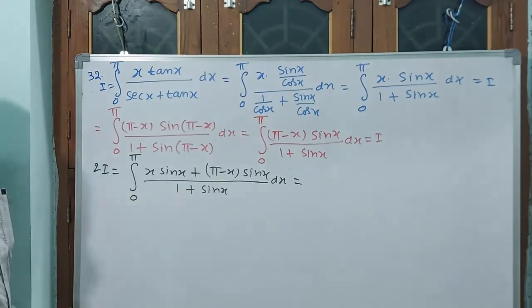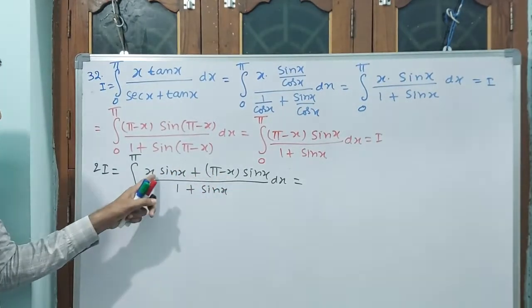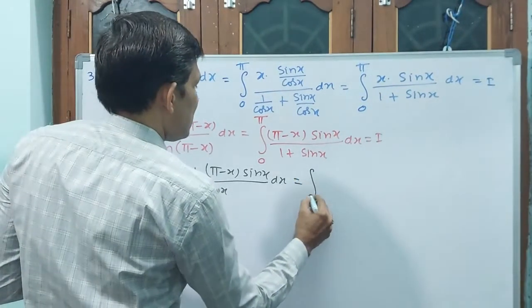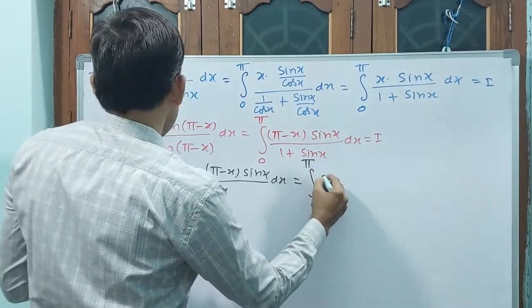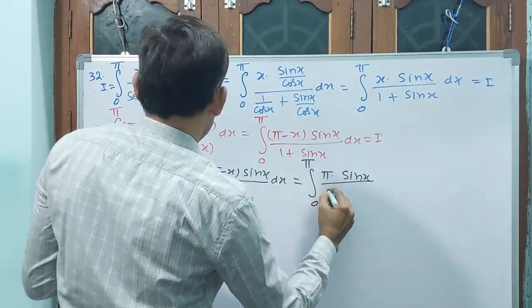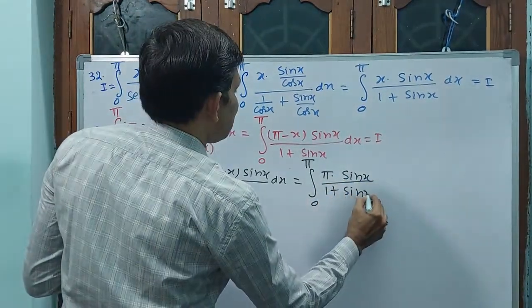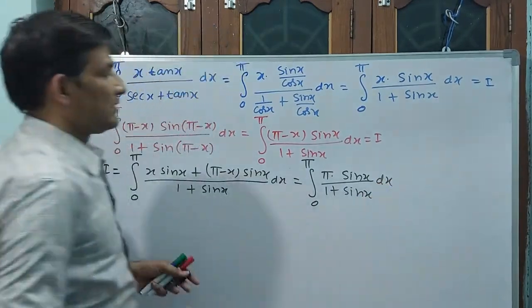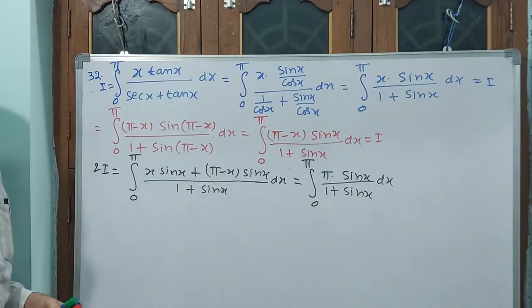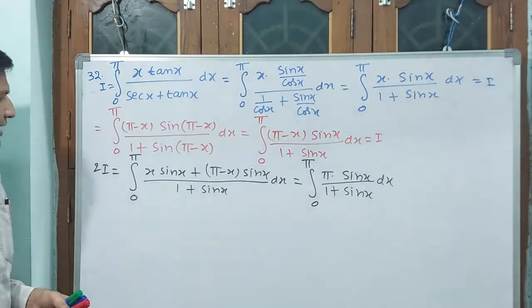What is going to happen? You see, minus x plus x is going to get cancelled. Pi is left. This is going to become like this: integral from 0 to pi, but pi into sin x by 1 plus sin x dx. Is it okay? Definitely okay. Pi also you can take out.